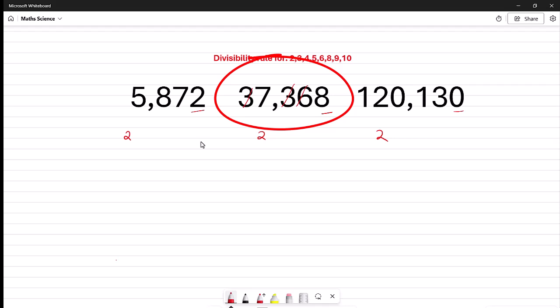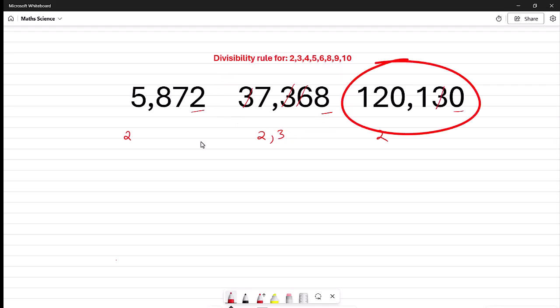So here we just have to add 8 and 7. If we add 8 and 7, we get 15. 15 is divisible by 3, so that means 37,368 is divisible by 3. And then 120,130, same thing, we can just ignore the 3 here. So let's add these numbers. You get 2, 3, 4. 4 is not divisible by 3, so this is not divisible by 3.